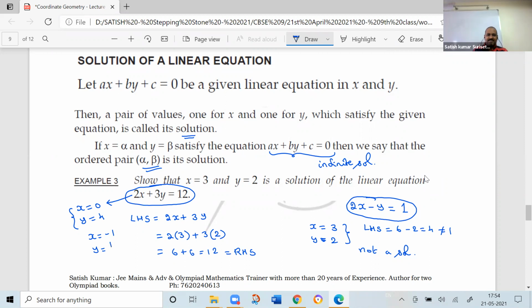How much? 14 upon 3. Because it is minus 2. Minus 2 when I take to the right side becomes plus 2. That is 14 by 3. Now that means this is one more solution.